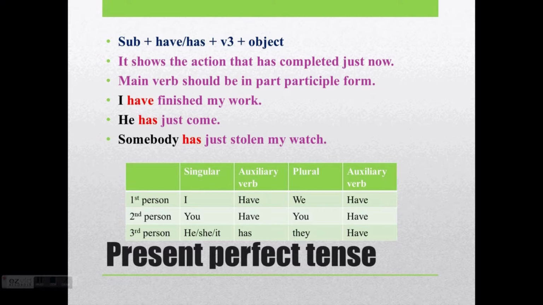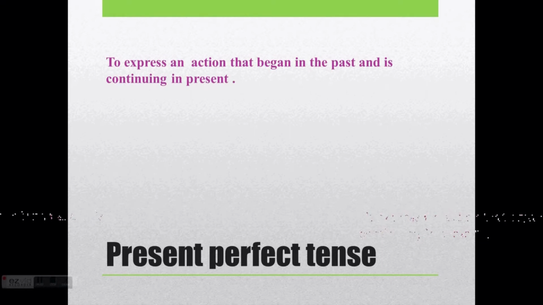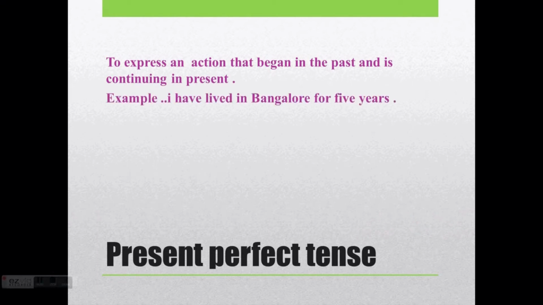Okay, now let's go for further information. It is used to express an action that began in the past and is continuing in the present. Means the action has already begun in the past but is continuing till now. For example, I have lived in Bangalore for 5 years. I'm still living in Bangalore itself, but this sentence is saying that I have lived in Bangalore for 5 years.